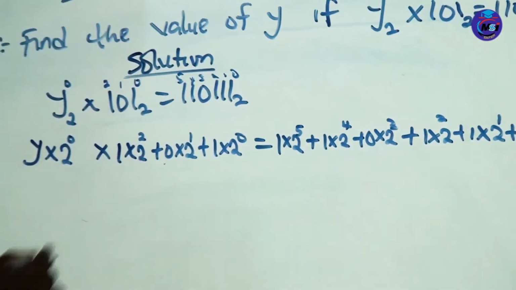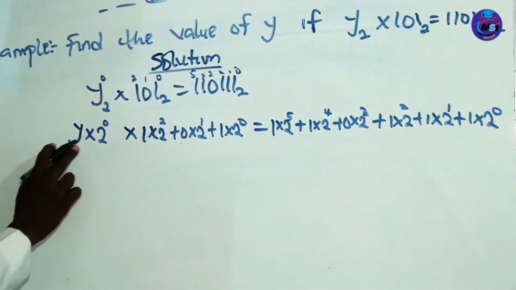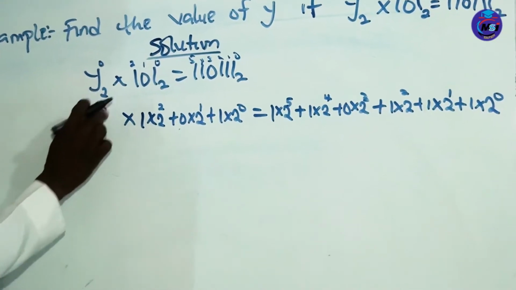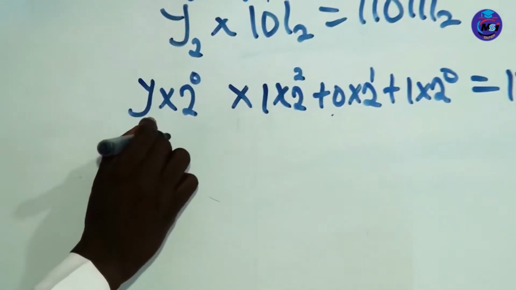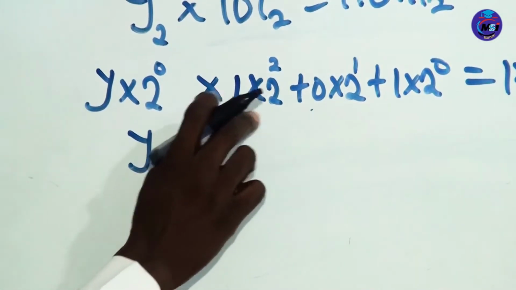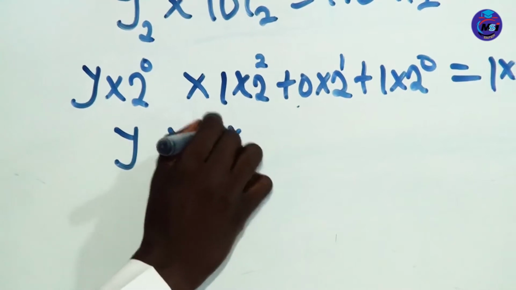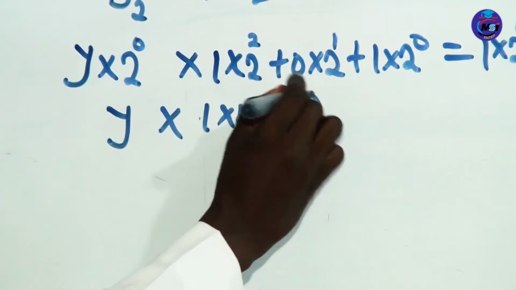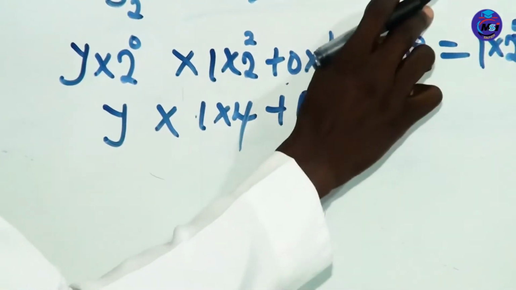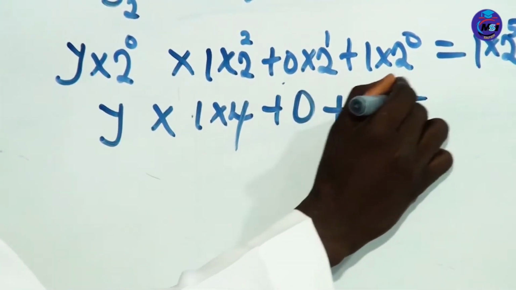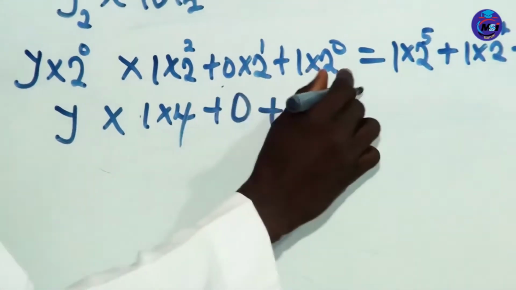Are you following me? Okay. 1 times 2 raised to power 0 will give us 1. 2 raised to power 0 will give us 1. So we are going to have y times 1 times 2 will give us 1 times 4 plus this one will give us 0. 1 times 2 raised to power 0 is 1. 1 times 1 will give us 1.